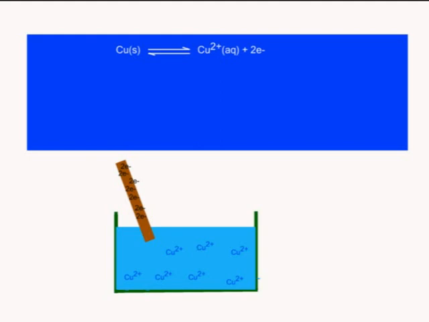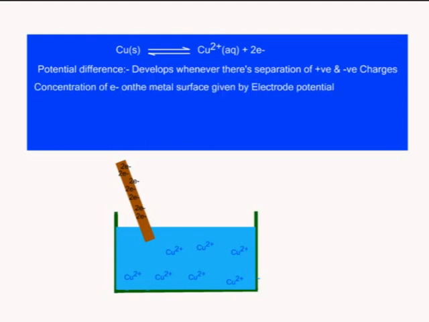Now, the metal surface is negatively charged while the solution is positive. A potential difference thus exists. If you remember, a potential difference always develops wherever there is separation of positive and negative charges. The concentration of electrons on the surface is given by a quantity called electrode potential. This kind of arrangement constitutes what we call a half cell. The tendency of metals to lose ions in such a setup differs from one metal to another, and therefore the electrode potential also differs from one metal to another.